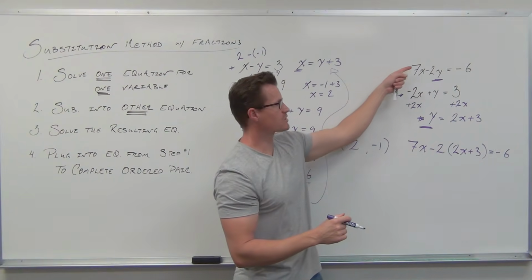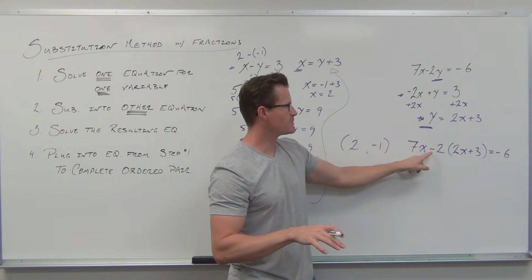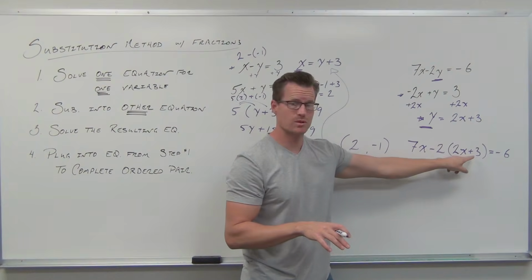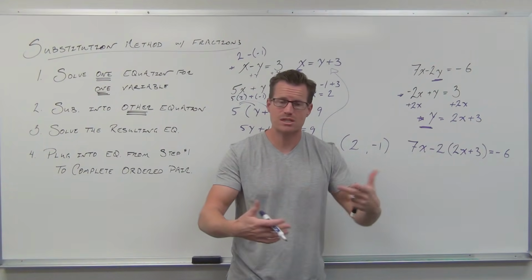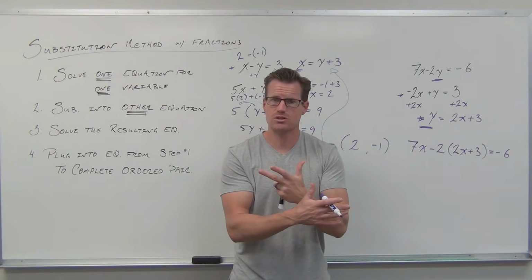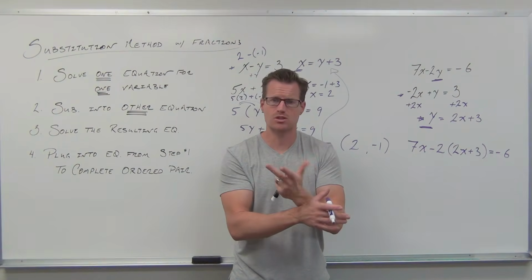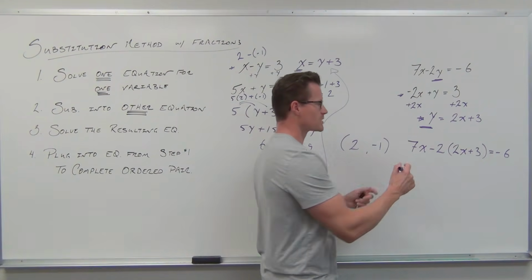So 7x minus 2y? No. 7x minus 2x plus 3? Yes, because that's what y is equal to from another equation. You're just setting them equal to say if these equations are equal, well, then the point we find is going to be the point of intersection where the equations are equal. And then we can solve.